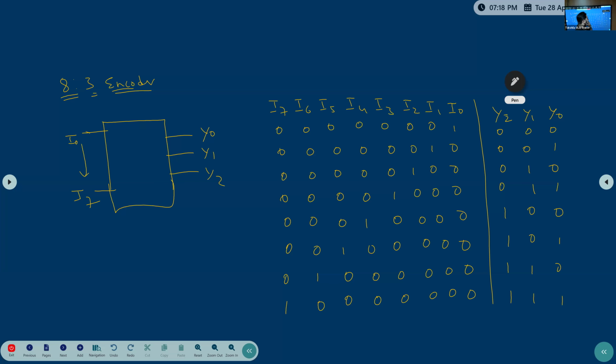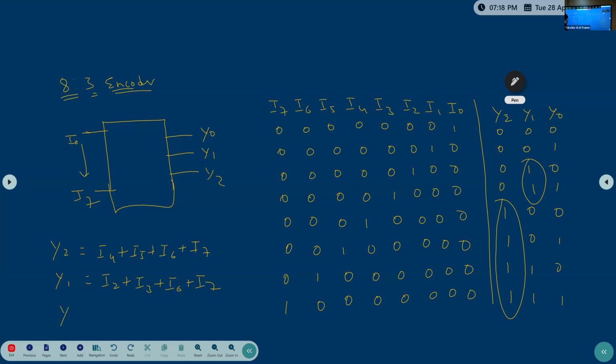Now when will Y2 be high? In these four cases it is high, right? Yes, sir. So Y2 equal to, what is the equation I will say? Y2 equal to I4 plus I5 plus I6 plus I7. Then Y1 equal to, in these two cases it is high, I2, I3 and I6, I7. So I2 plus I3 plus I6 plus I7.